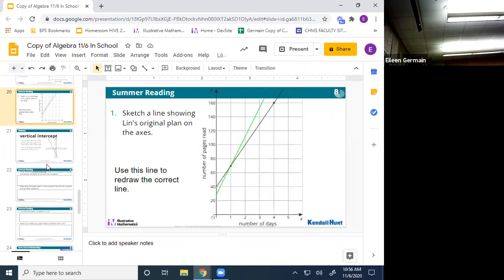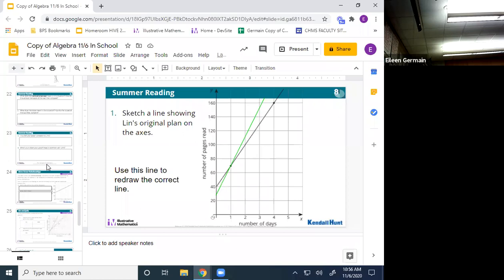And what point does our graph have in common? We already talked about that. Who can tell me the point they have in common, reading it to me as a coordinate pair? It's over, comma, up. X, comma, Y. 1, 70. Very good, Ian. Perfect.